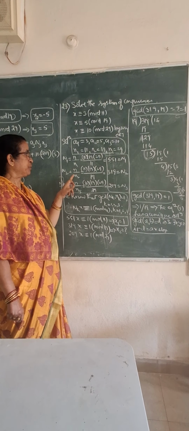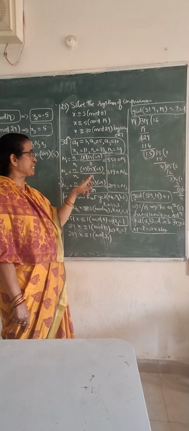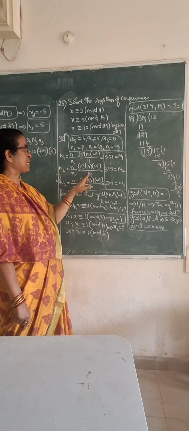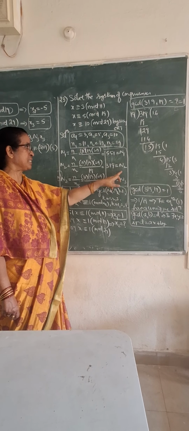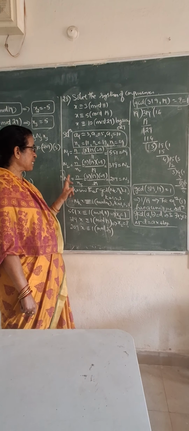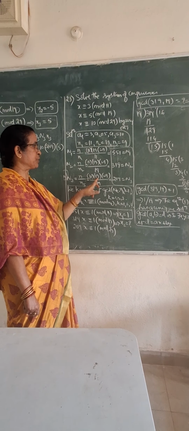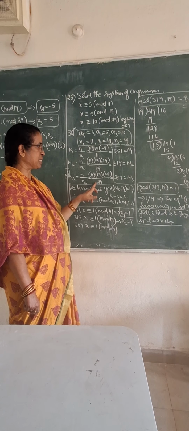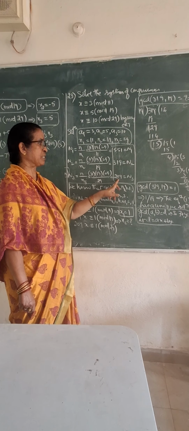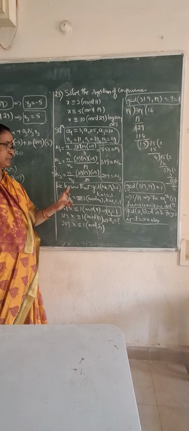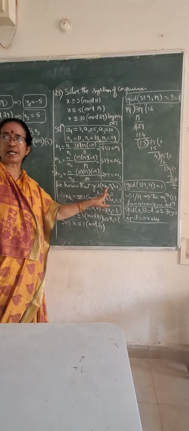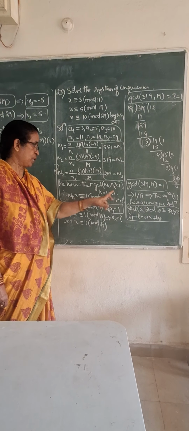What is N2? N by n2. So 11 into 19 into 29 divided by 19. That means again 19 gets cancelled. 11 into 29, that becomes 319, equal to N2. N3 equal to N by n3. Once again 11 into 19 into 29 divided by 29. So 11 into 19 equal to 209. That is your N3.